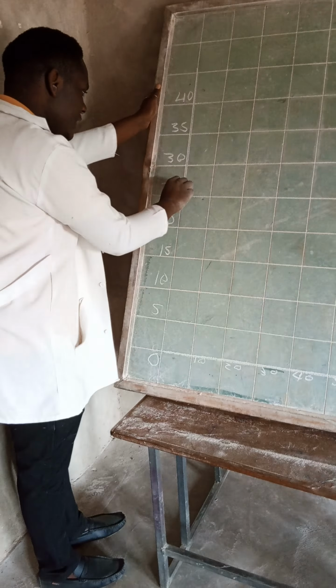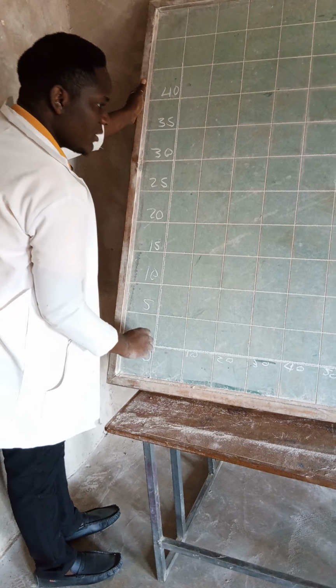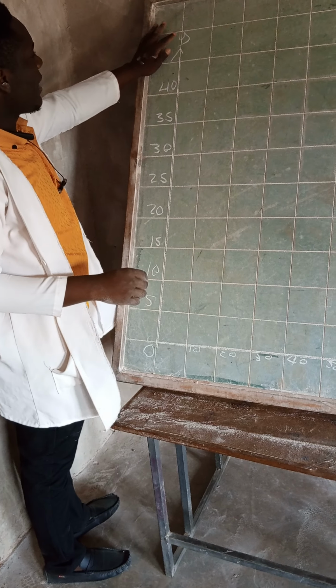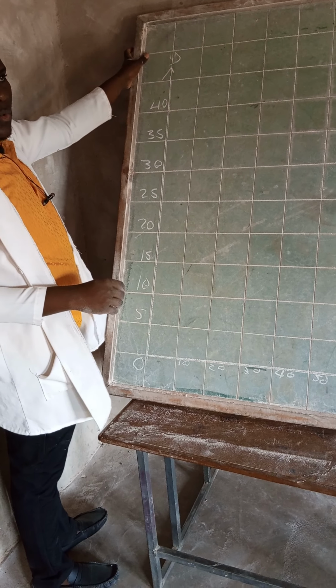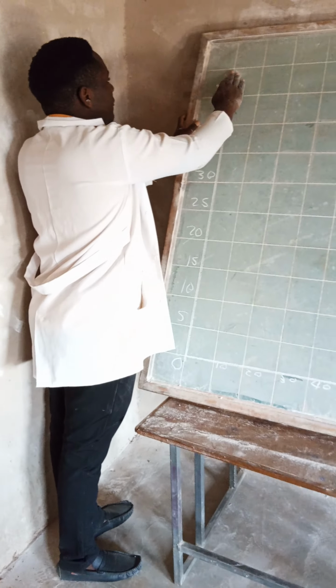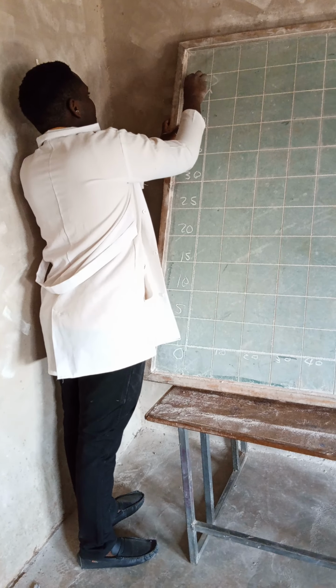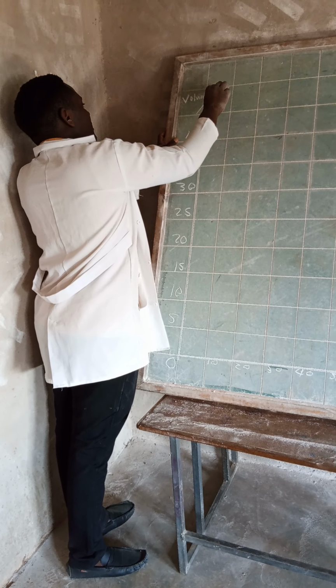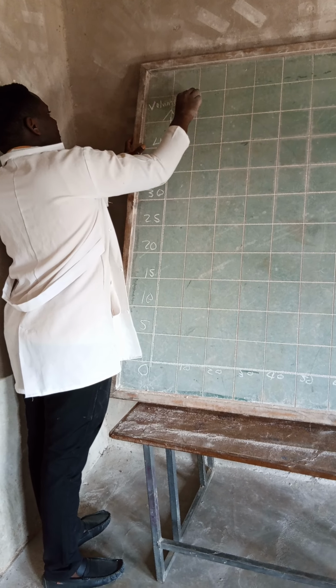Then you draw a straight line. You indicate this is the y-axis. In the y-axis here, what we are putting is volume. Allow me to put volume here. Volume in what units? Centimeter cubed.